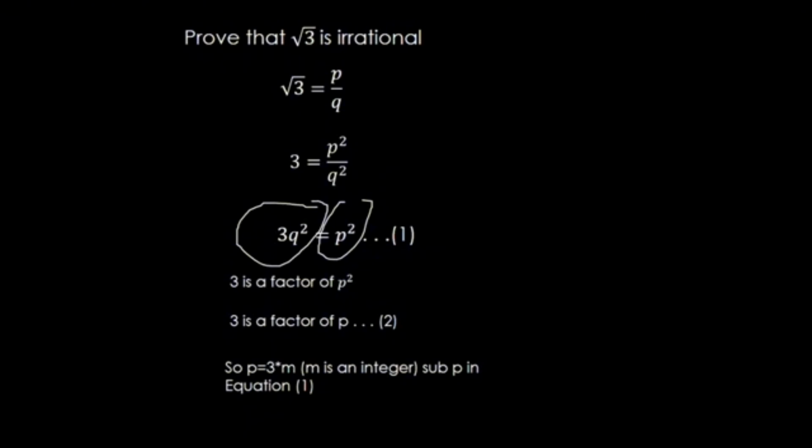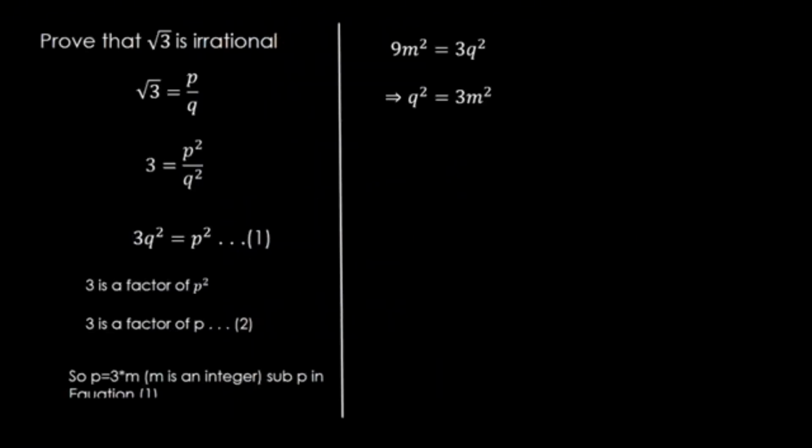Since p is equal to 3m, since it's a factor, at any point we can have it. Okay, proceeding with this, we are going to be having what? Substituting this back in the initial equation, we are going to have 9m squared is equal to 3q squared, which implies q squared is equal to 3m squared by division. Okay, proceeding. Hence, 3 is a factor of q squared from here.